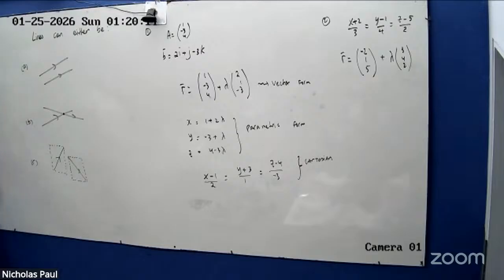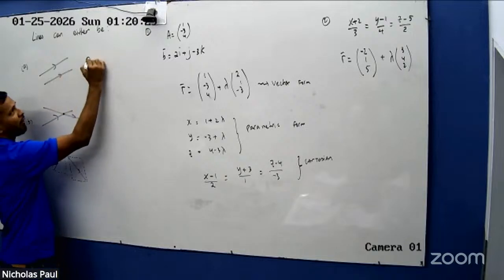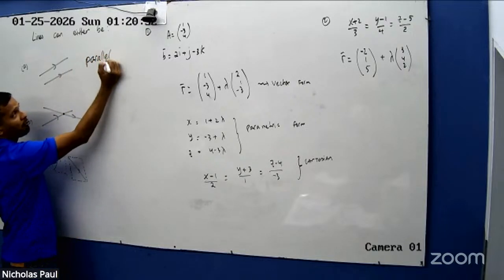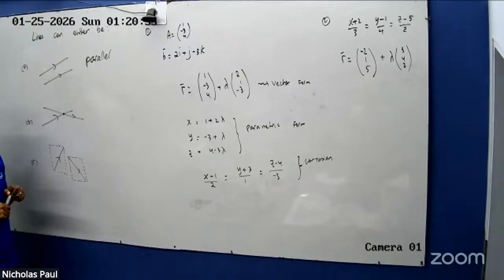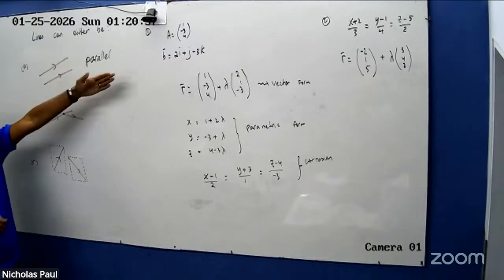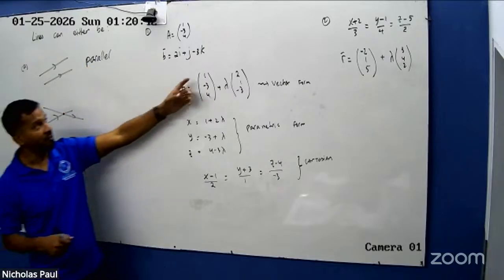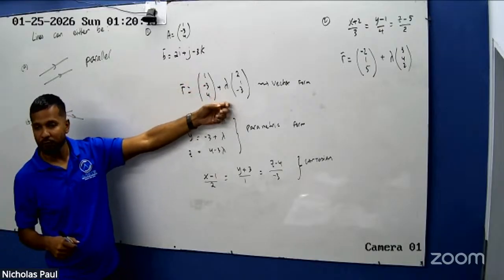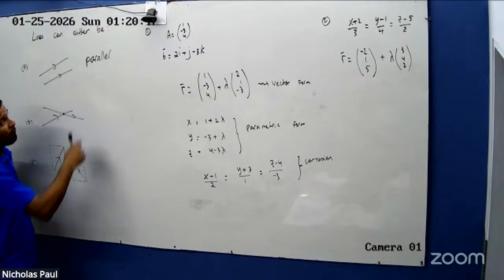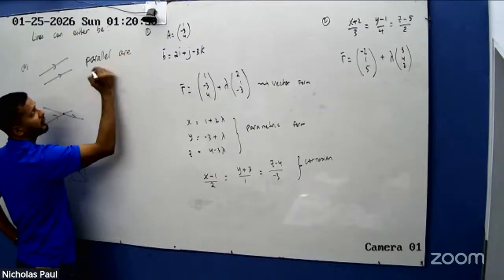Now, imagine you have two lines. Those two lines could undergo either one of these scenarios. Number one, the lines could be parallel. How do we show that lines are parallel? If you only have the three equations, parallel lines are multiples of each other.